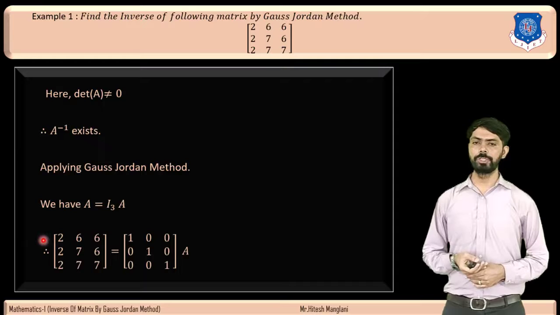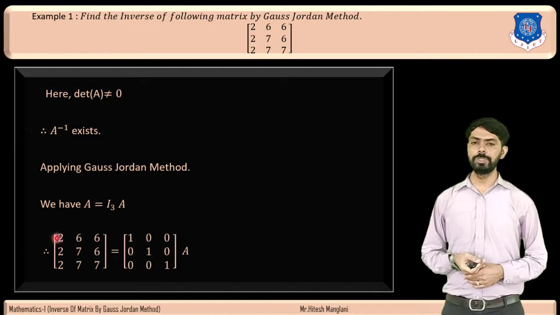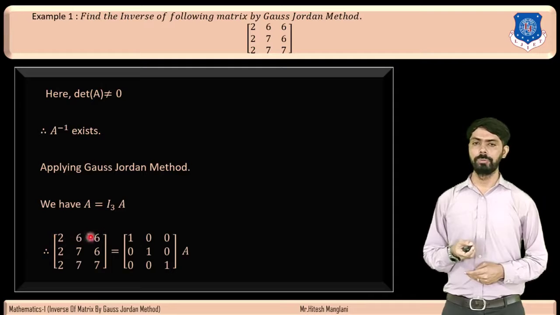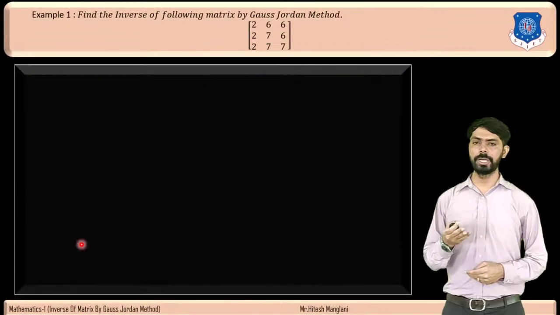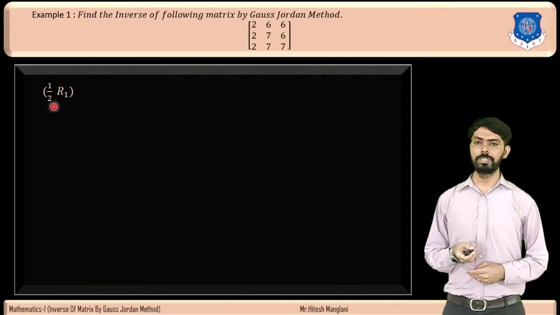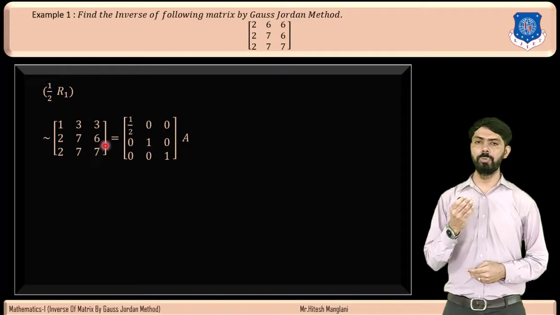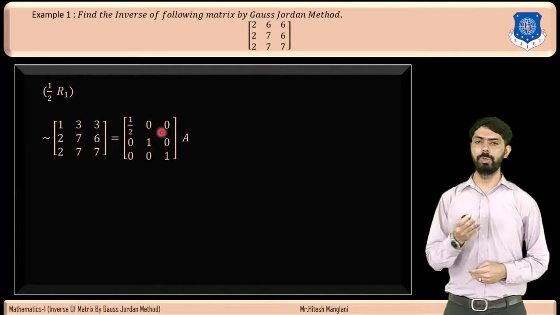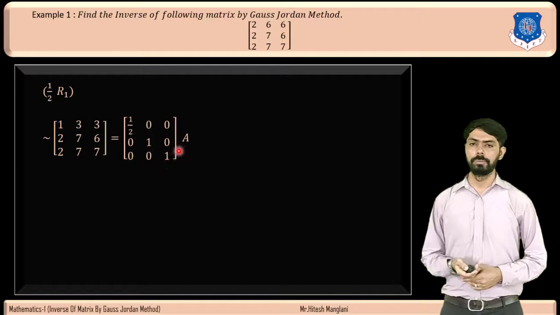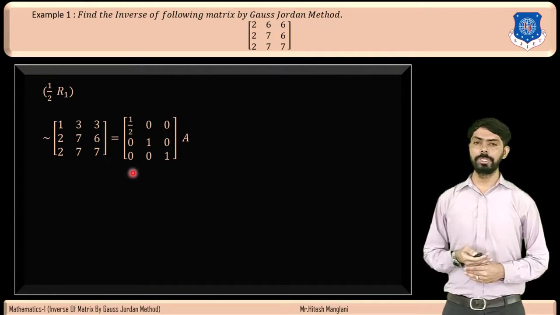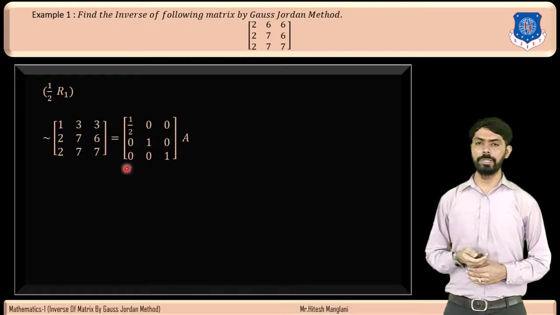If you look at the first row, the leading entry is 2, but here the leading entry should be 1. So for that we will divide the first row by 2, using the row operation R1 divided by 2. The next matrix will be [1 3 3; 2 7 6; 2 7 7] is equal to [1/2 0 0; 0 1 0; 0 0 1] into A. Whatever row operation we apply to the matrix on the left hand side, we have to apply to the identity matrix also.